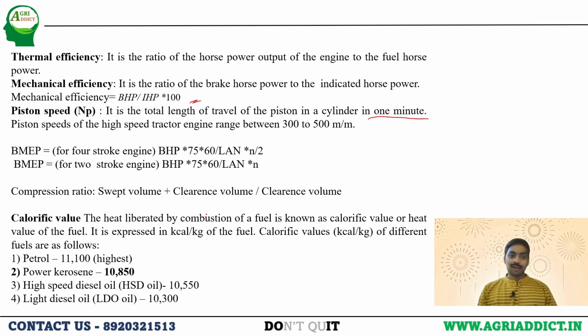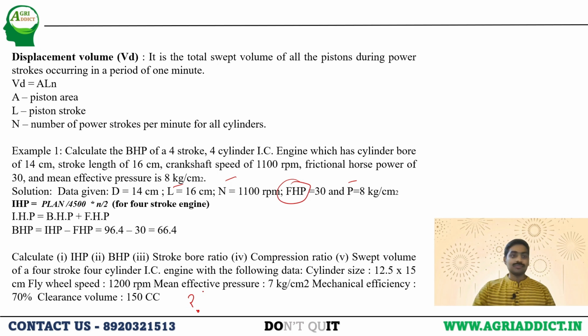Now looking into the calorific value, it is the heat liberated by the combustion of a fuel, known as the calorific value or the heat value of the fuel. It is expressed in kilocalories per kg. For different fuels we have different ranges of calorific value, and it is highest in the case of petrol, that is 11,100. For power kerosene it is around 10,850, for high speed diesel oil it is 10,550, and for light diesel oil it is 10,300.